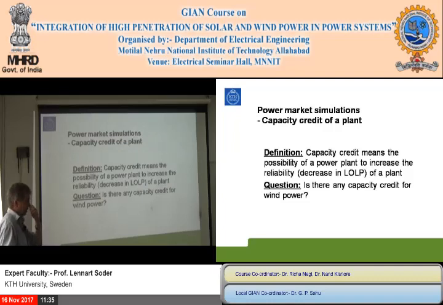I had both of these in my sheet there earlier. Capacity credit means the possibility of a power plant to increase the reliability. And then I say reliability measured as speed.